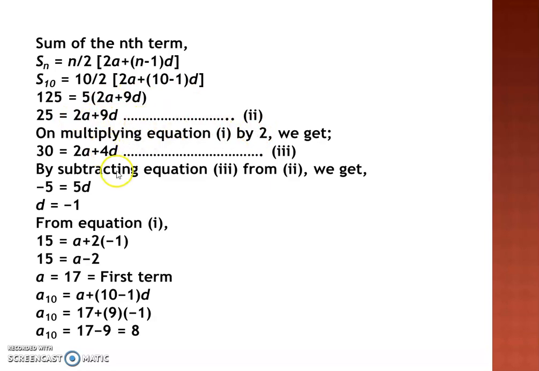Then you can use the elimination method. That is, multiply the first equation with 2 so that the coefficient of A becomes the same and you can cancel it out. And then you can find D is equal to minus 1. Once you get the value of D, you can substitute it in any equation and find the value of A. So that is A equal to 17 here, and with the help of that you can find A10, that is A plus 9D.